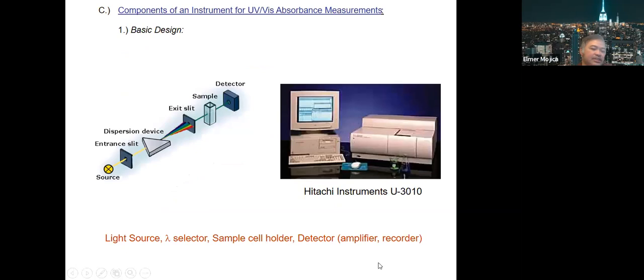so let's look at the basic components here. As you could see, these are almost the same components that you have in the other methods. Okay, so first you have the light source. The light source can be a continuous light source that emits all wavelengths of radiation in the region used. Or you can use a specific light source. What is an example of a specific light source, or a light source of one wavelength? Anyone?